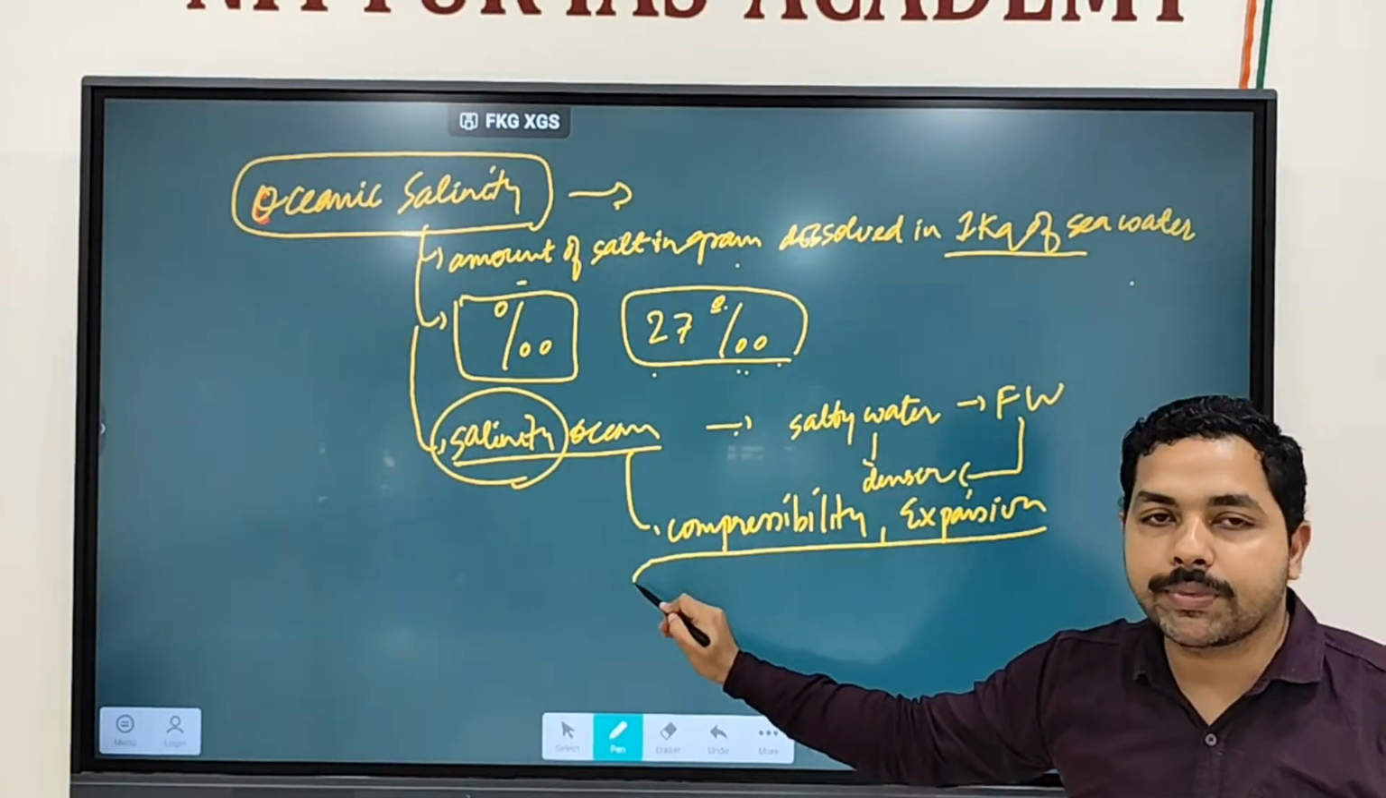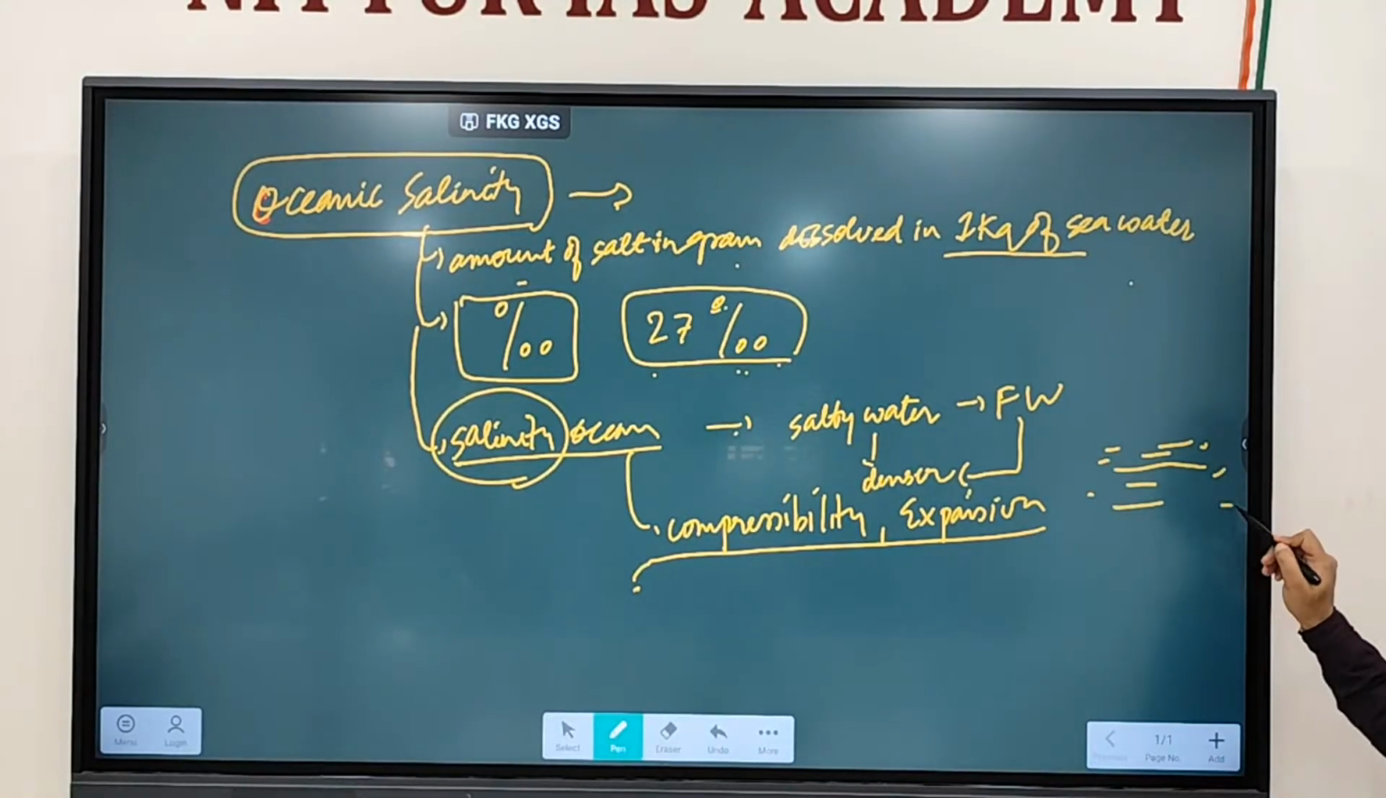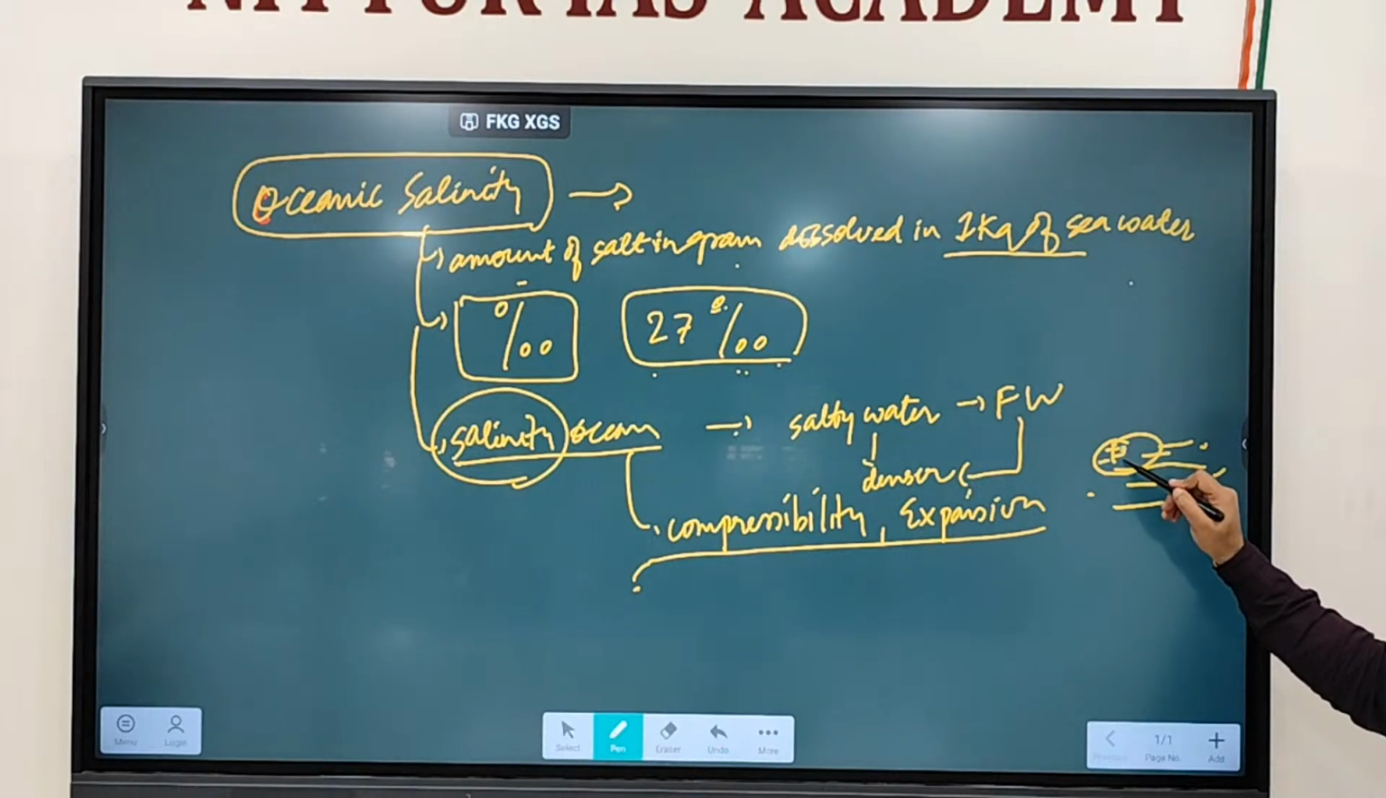So this is something that is going to be determined. Clear? Now let's say if higher salinity is there, then what will happen to water? This water is having higher salinity. What will happen to this water? It will start to go down. Why will it start to go down? Because it is more dense.